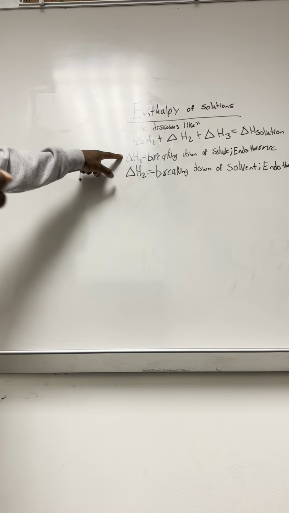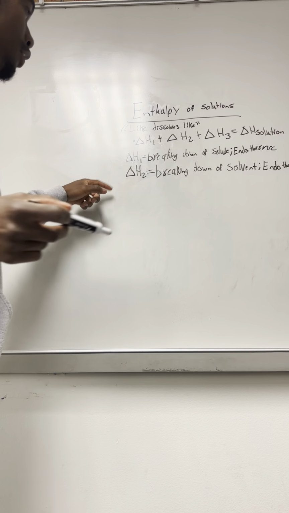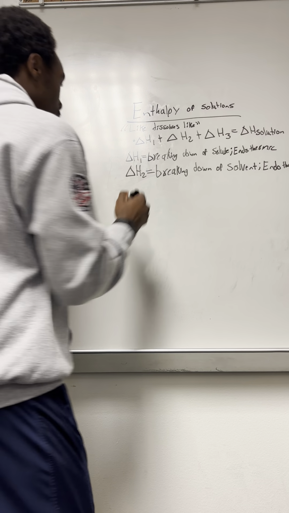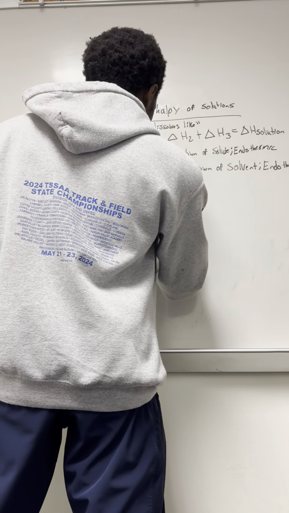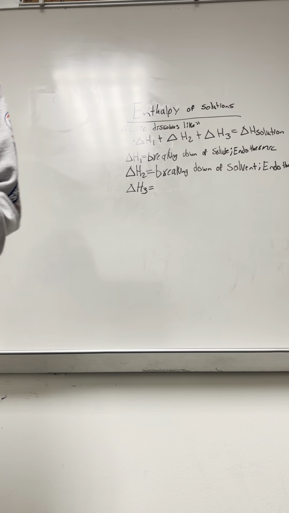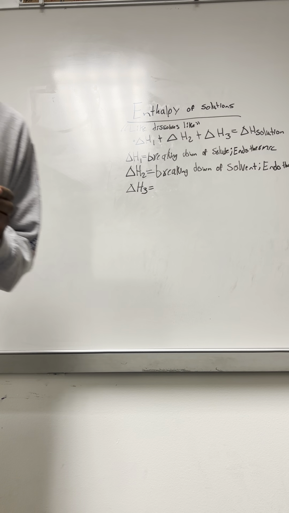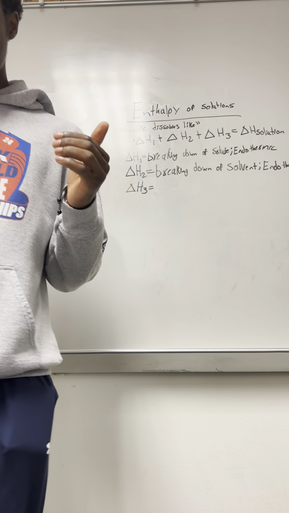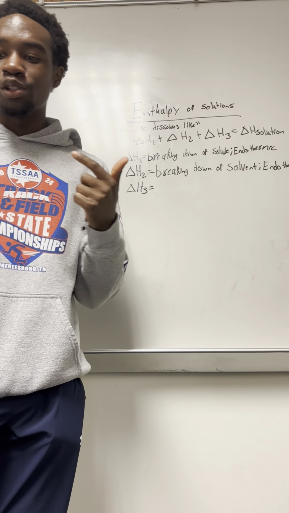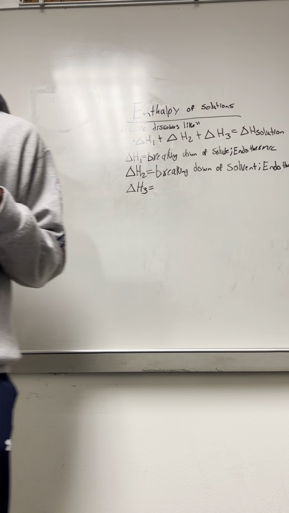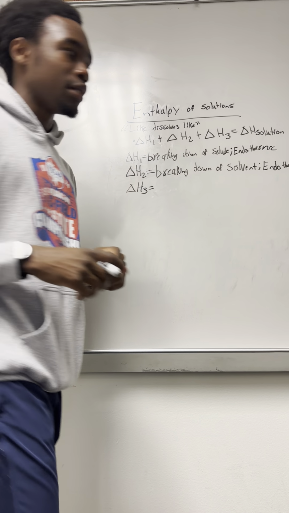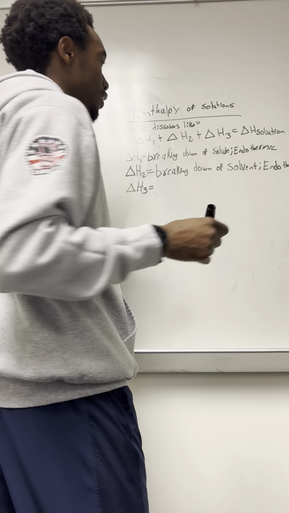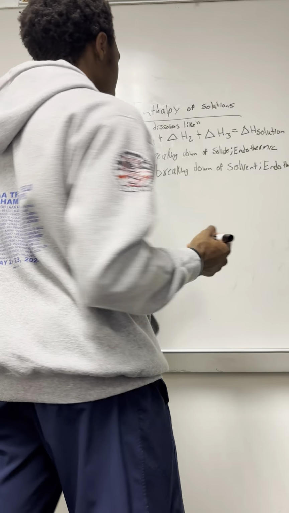So we have delta H1, which is breaking down of the solute, and delta H2, which is breaking down of the solvent. So now we have delta H3. Delta H3 is the intermolecular forces that will form between the solvent and the solute, making it into a solution. And that will most of the time be an exothermic process, since the intermolecular forces are favorable, depending on if they're both polar substances or non-polar substances.